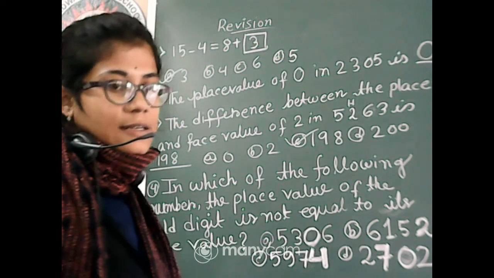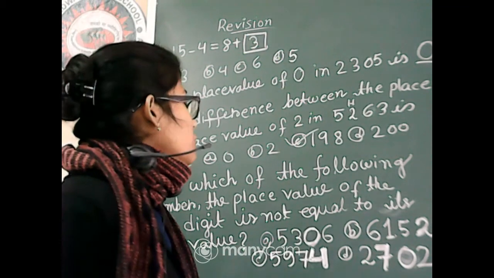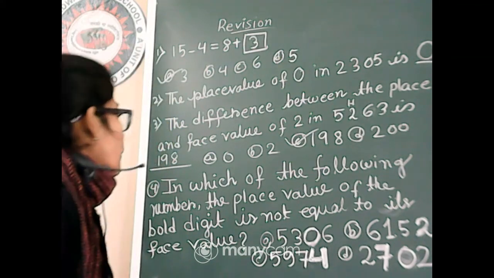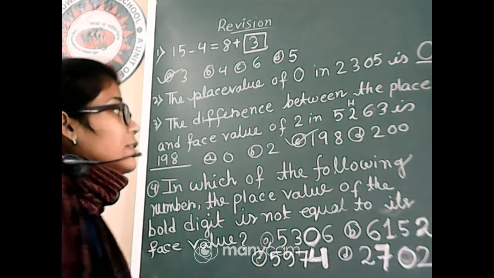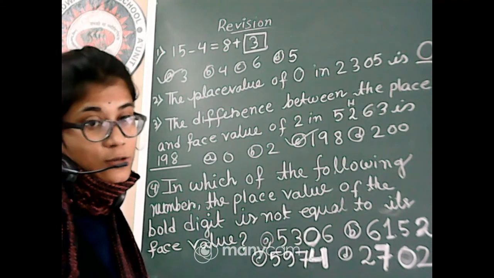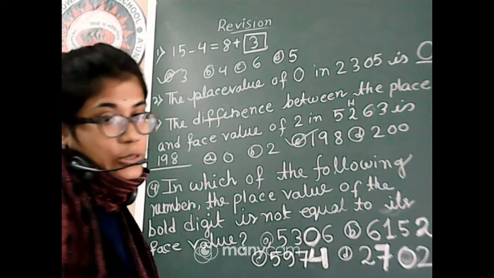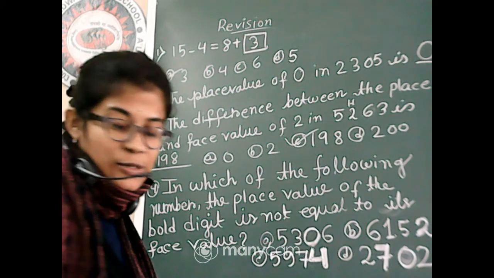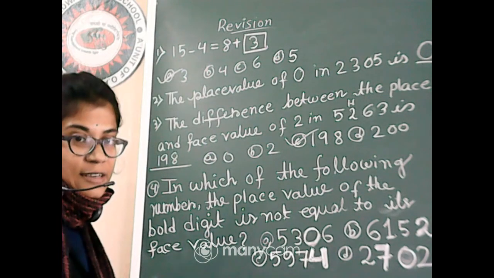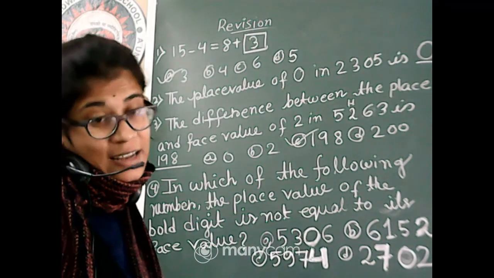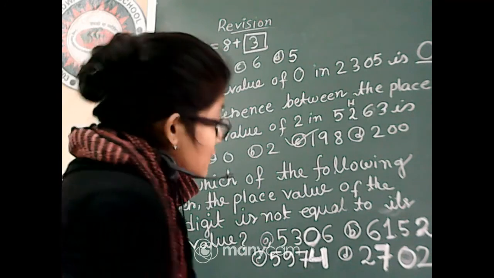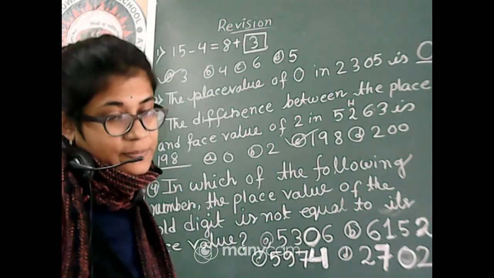Read the question carefully. In which of the following numbers is the place value of the bold digit not equal? They are saying not equal. 2702. Tofik has told 2702. Does anyone have another answer? You also have to tell me the reason why you are choosing this answer. Number D.